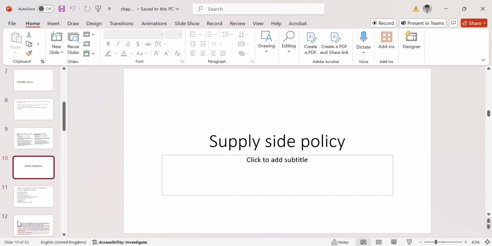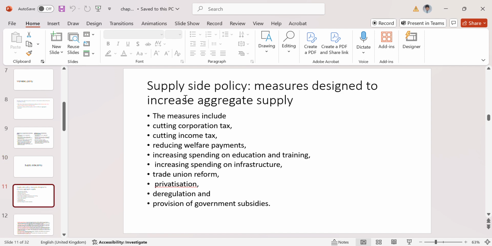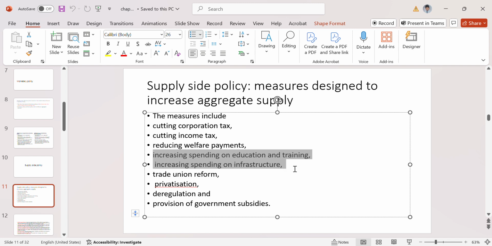The third type of policy adopted by the government is the supply side policy. Under the supply side policy, the government's main objective is to increase the aggregate supply. So there are various ways in which it increases the aggregate supply. The main objective under this type of policy is to improve the overall productivity, which will increase the aggregate supply in the economy. And in order to increase the productivity of the people, the government spends on education and training. So this will improve the productivity and increase aggregate supply.